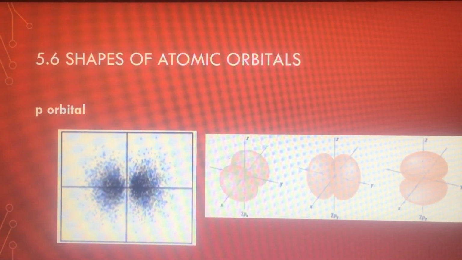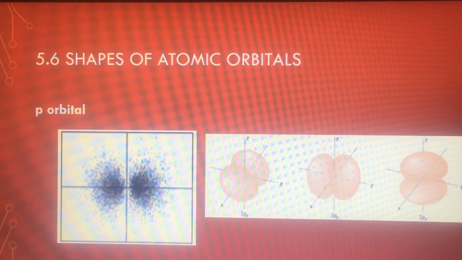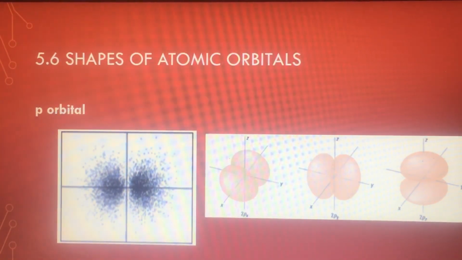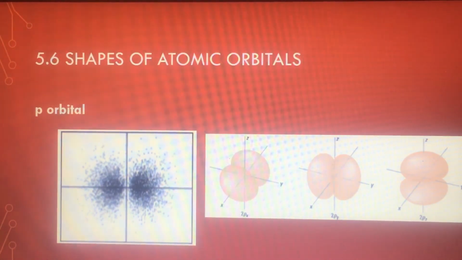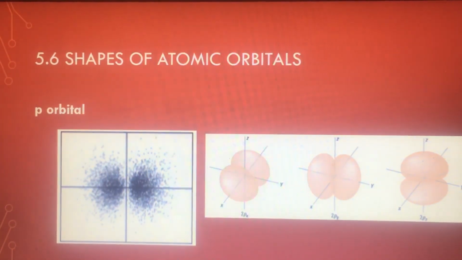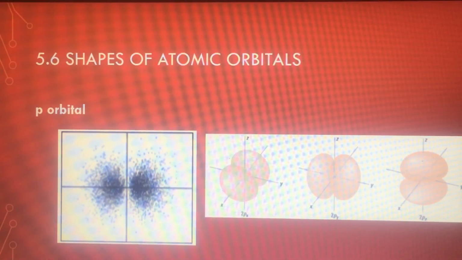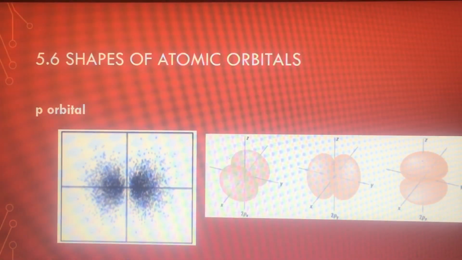So that's it for the shapes of atomic orbitals. We will not look deeply at the d orbitals and f orbitals for now, since they are much more intricate. We have many nodes for the d orbitals and f orbitals. So we'll just discuss the s and p orbitals for now.